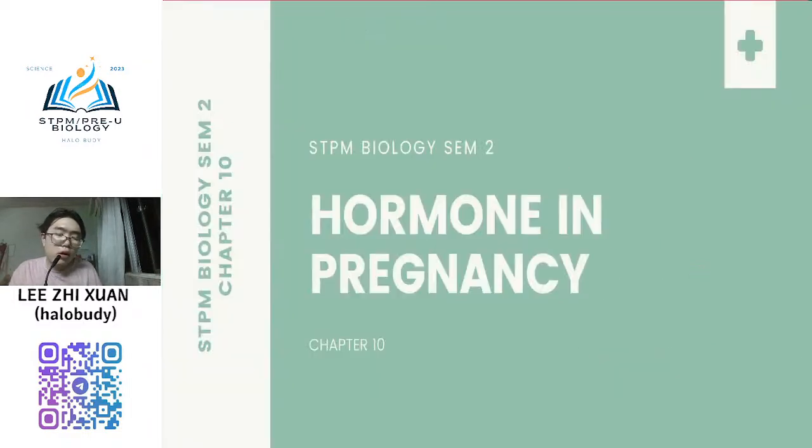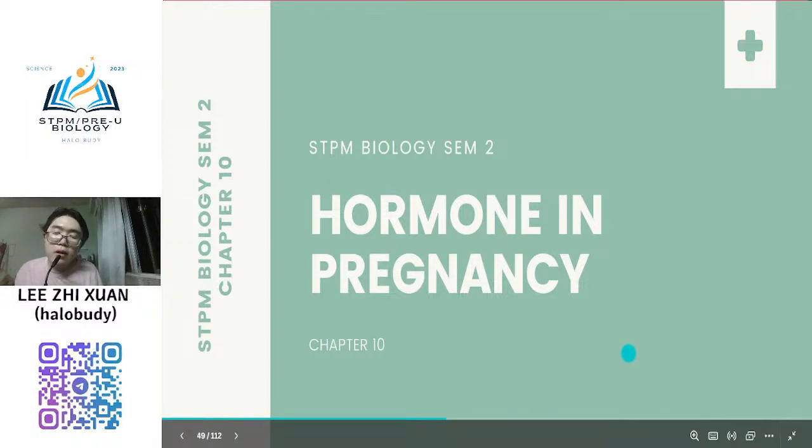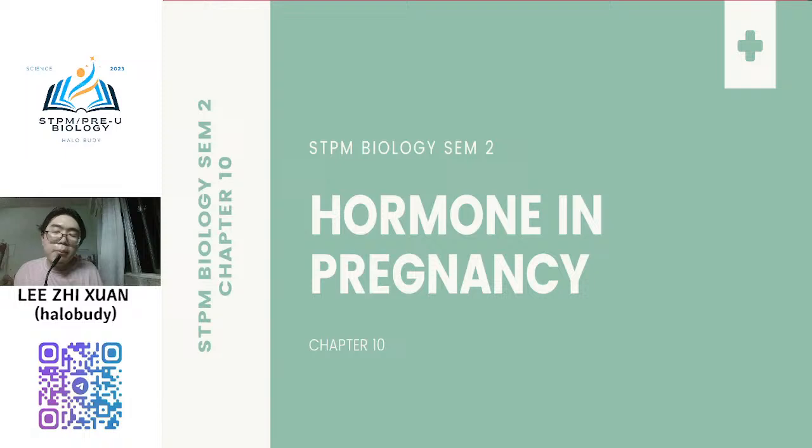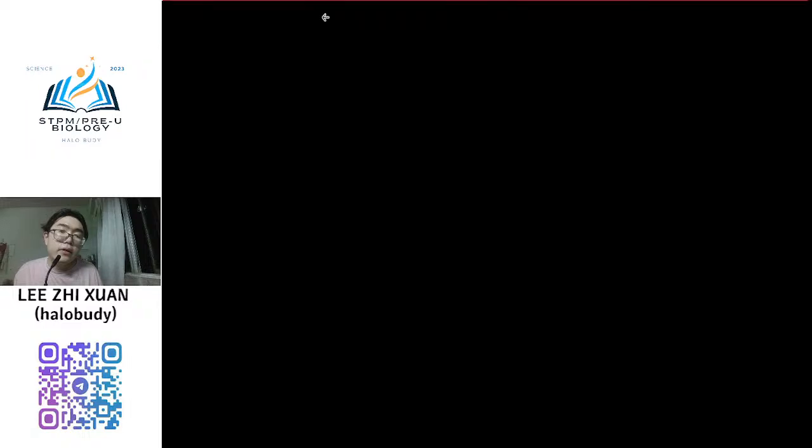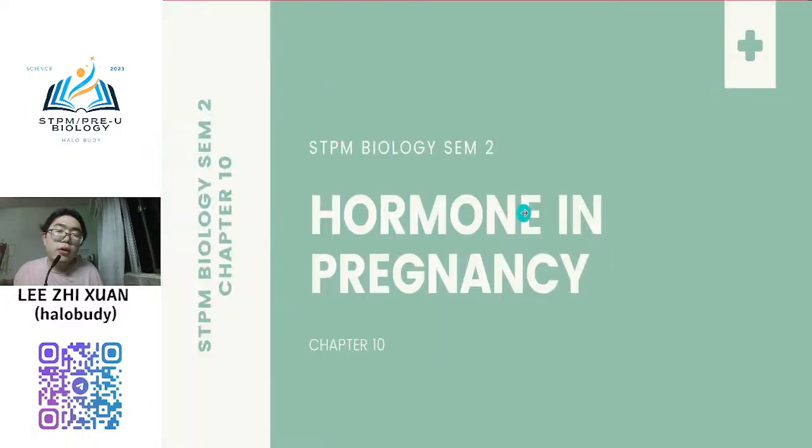Okay, so that's all for the extra-embryonic membranes. Now we go to the role of the hormones during pregnancy. There are many hormones. Two hormones you already know are oestrogen and progesterone. These two hormones are very important during pregnancy too, because you already know their function, right? The main function is to maintain the thickness of the endometrium wall, but actually there are many functions too.